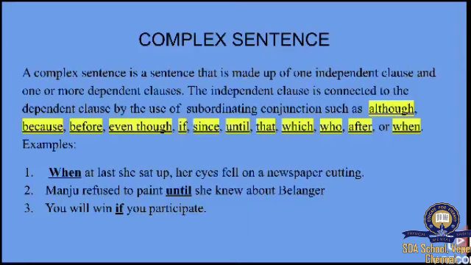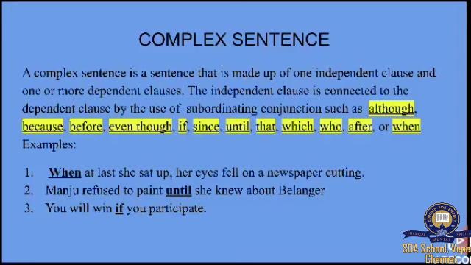So we are going to link them. How do we connect them? Using the word when. When at last she sat up, her eyes fell on a newspaper cutting. So this connecting of the dependent and the independent clause makes a complex sentence. Moving on to the second example.